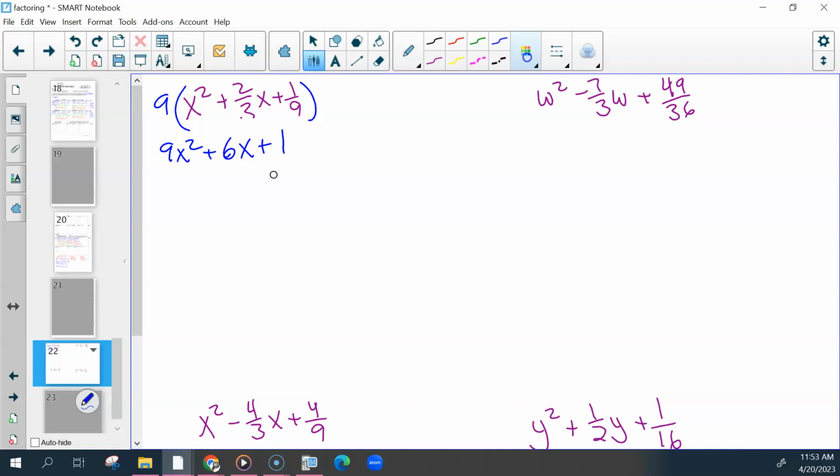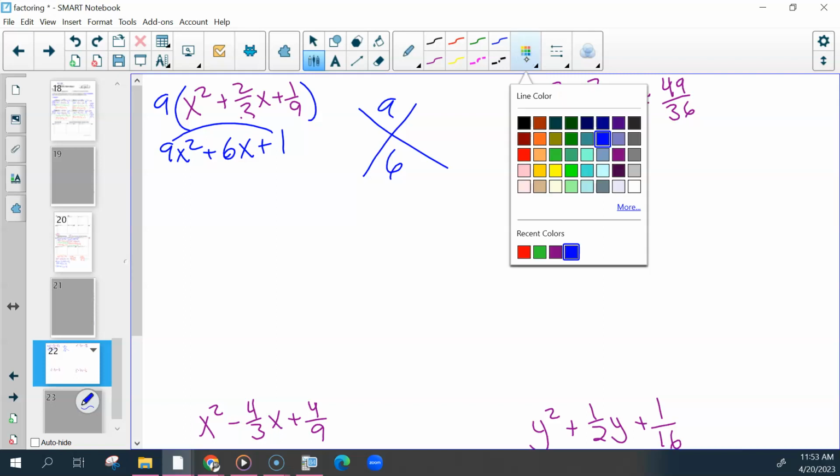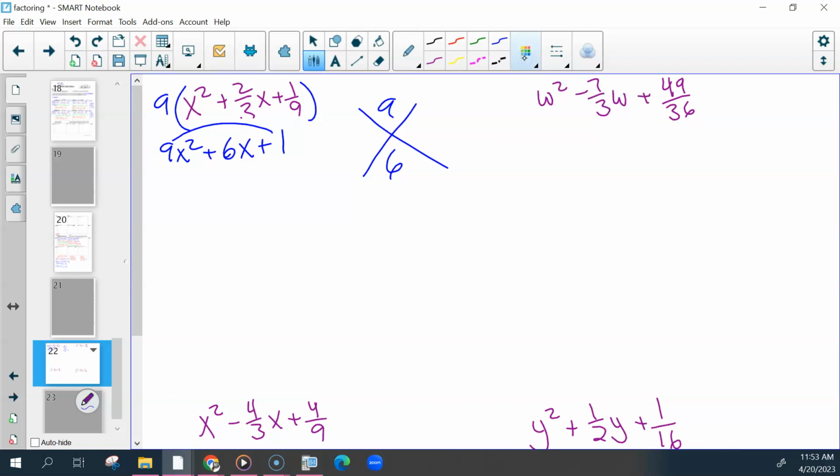Look for a GCF, but it's just 1. Multiply 9 and 1. And you're looking for two numbers that multiply to be 9 and add to be 6. Yes. What were you going to say? Two numbers that multiply to be 9 but add to be 6 would be what? 3 and 3. So when we rewrite this, we have 9x squared plus 3x plus 3x plus 1. And then we would split the middle and group them.